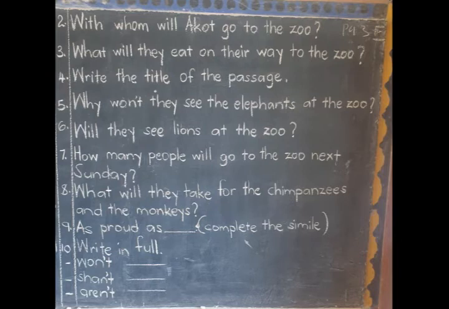Number 3. What will they eat on their way to the zoo?